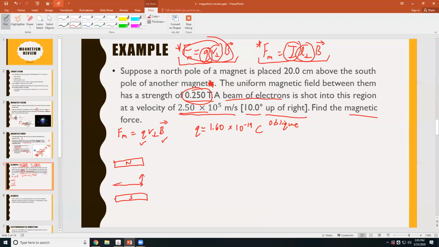And then your true velocity here is that angle, and we know the angle is 10 degrees, and the magnitude of that is 2.50 times 10 to the 5 meters per second. Again, I apologize for it not being super clear. I'll keep practicing on this one. It's harder than it looks.